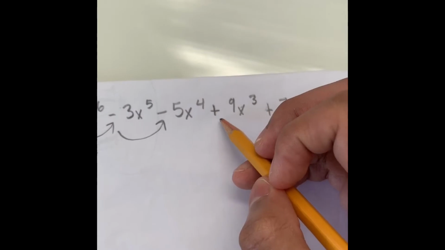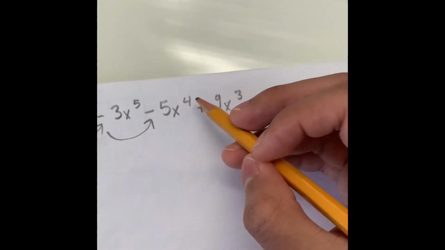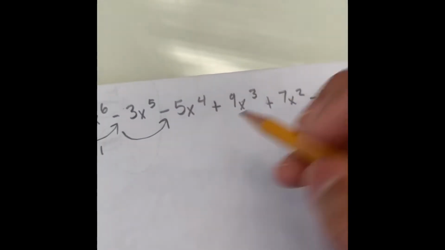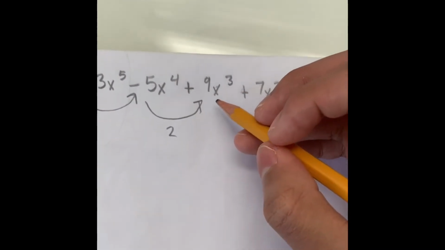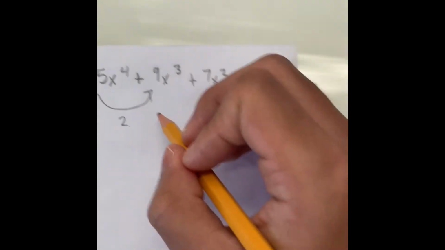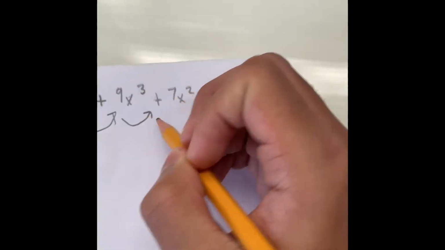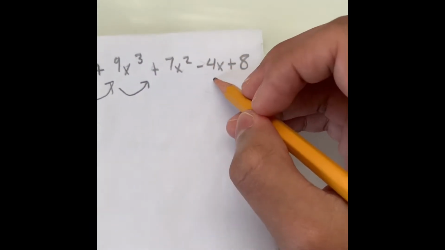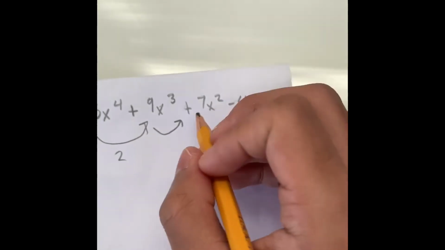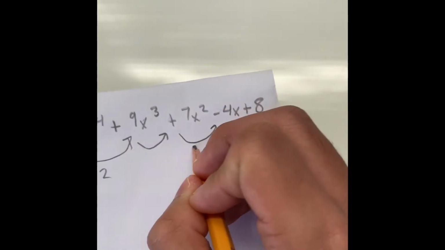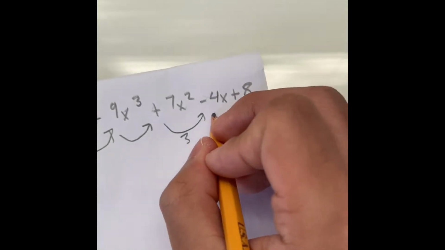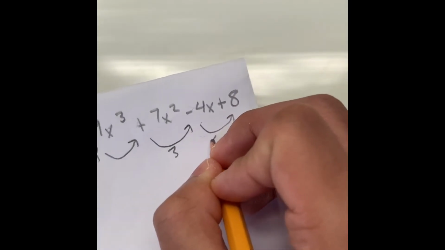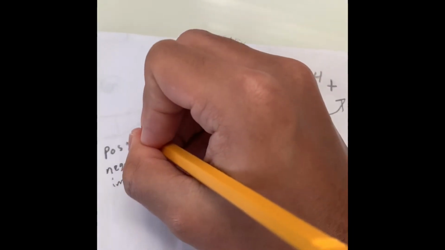And does it change in the next one? Yes. From negative 5x to the 4th, it goes to positive 9x to the 3rd. So there's your second change. And here it goes from positive to positive again, so that's just a positive. Then it goes from positive to negative 4x. So that's 3. And then from negative 4x, it goes to positive 8. So 4.